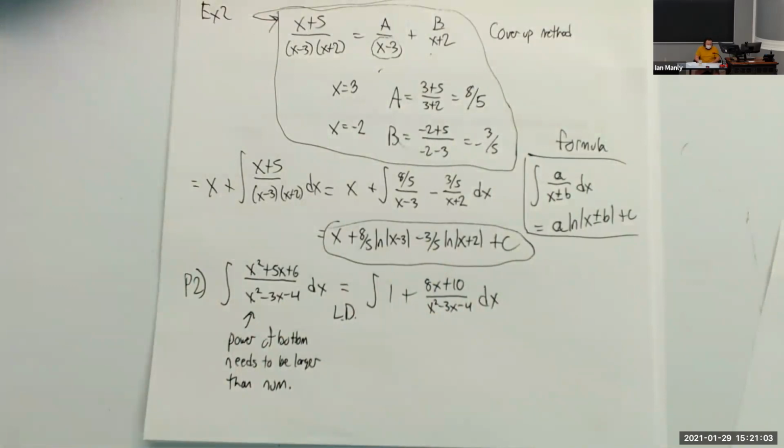Are we allowed to simplify? I don't really see how we can simplify this one. Oh, you could factor out a 2 from the top. Yeah, there's no problem with that. You can pull out a 2 from the top, do your partial fractions, and then just put the 2 back in when you're done. Yeah, that's totally fine.